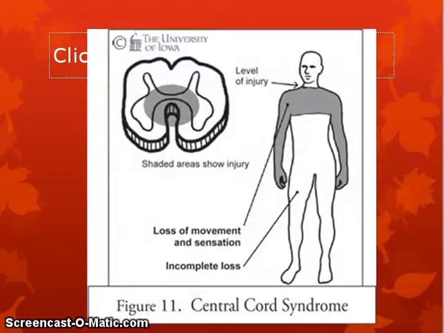This is what happens in the central cord problem. They lose movement and sensation in their upper body, from the neck down to the chest and the arms, and then in their lower portion they have a loss of everything, so they just have no movement or sensation down there.